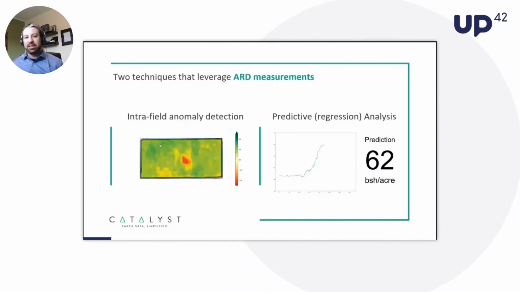The two techniques that are going to leverage analysis-ready data in this example: the first one, on the left, is intra-field anomaly detection. This is the idea of taking a snapshot in time and understanding how and where within a particular field or area of interest our crops are performing against a particular key performance indicator, such as the NDVI metric, comparing it against a baseline of data captured at the same, or approximately the same, Julian day in previous years from our time series stack.